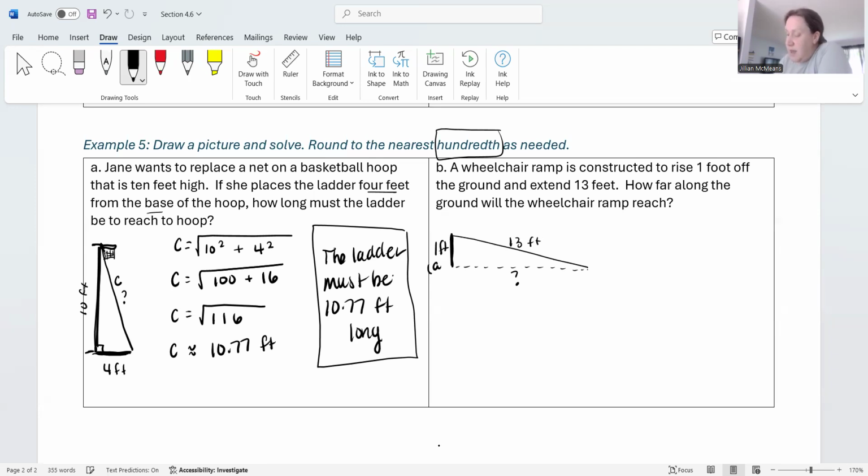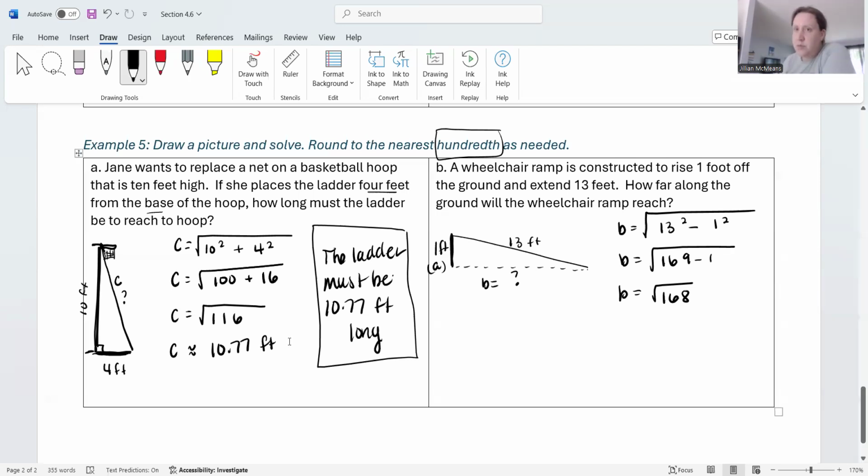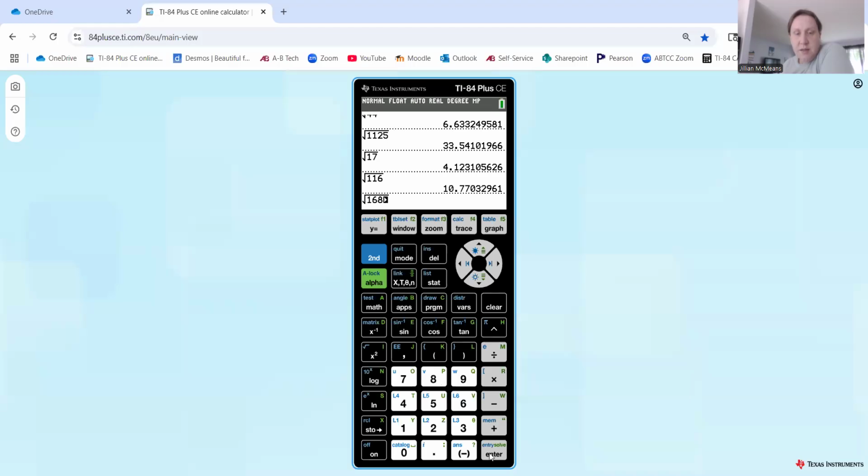So let's say this is A, and we'll say this is B. So we're going to get B equals the square root of 13 squared minus 1 squared. So B equals the square root of, well, 13 squared is 169. 1 squared is just 1. So B equals the square root of 168. And I feel like this one may not round quite right, so let me go to the calculator. So we want the square root of 168. So the square root of 168, we get 12.96, and we want to round to the nearest hundredths place.